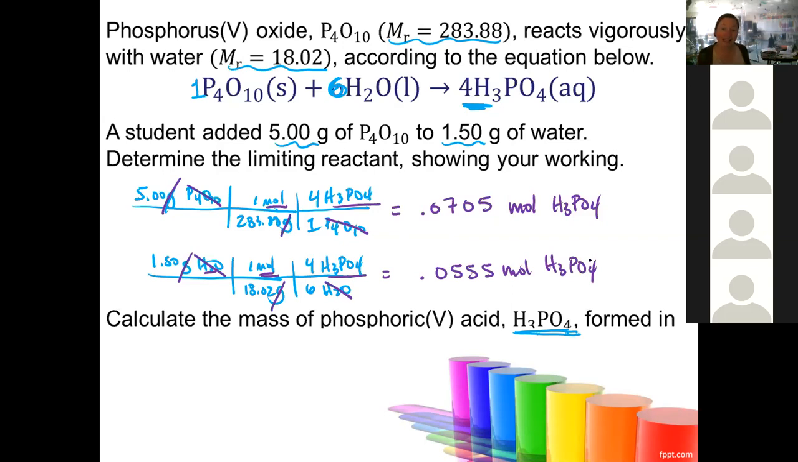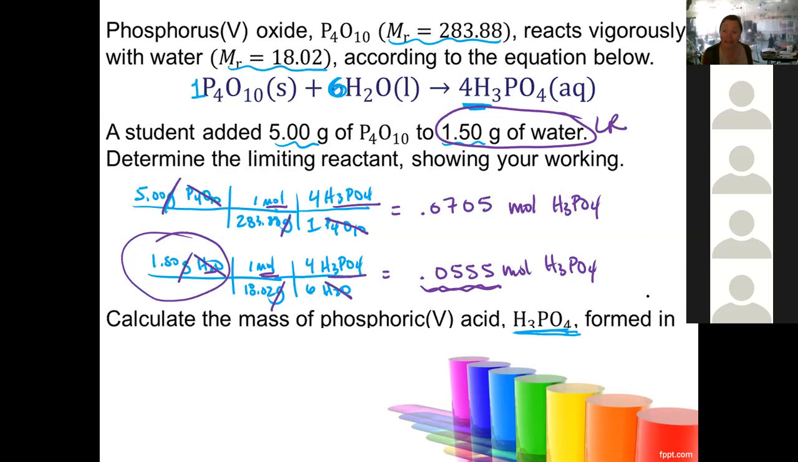Tell me, friends, what's my limiting reactant? The water. Good, because I can make less phosphoric acid with that water, the water is going to be limiting. So water is that limiting reactant or limiting reagent. So this next part of the question, it's going to make sense why I chose to turn everything into moles of phosphoric acid.